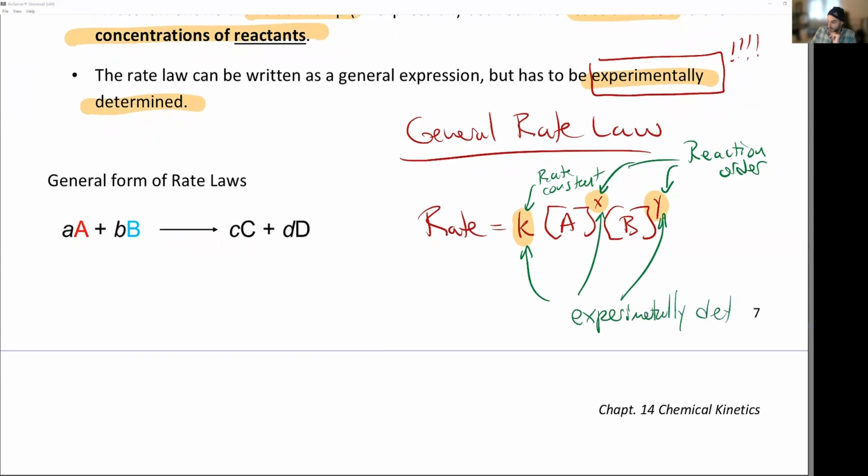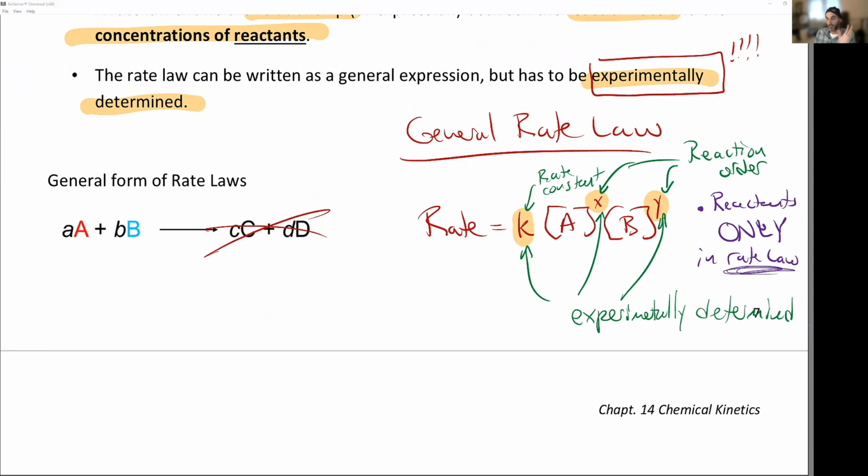Experimentally determined. Okay. Another thing that we're going to notice is I have A and B. Notice that C and D are nowhere to be found. In fact, I can just cross those out because I don't really care about them. The only thing in a rate law is going to be reactants. Reactants only in a rate law.